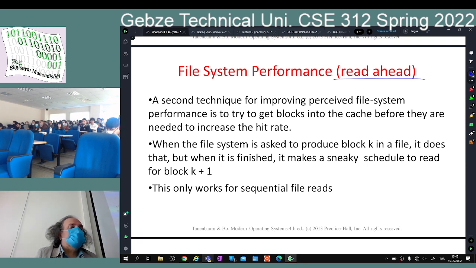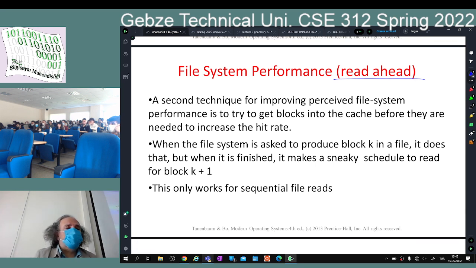Okay, so it kind of guesses that whoever needs block K will need block K plus 1 next, and it works very well for sequential file reads. If your file system is smart enough, maybe by looking at your previous history of reading the blocks, it will know what you're going to need next, and so on. This is called read ahead.